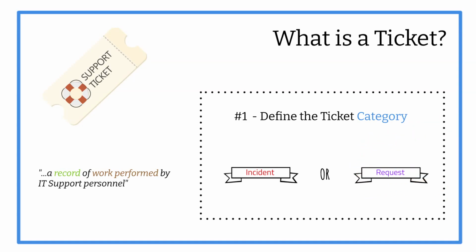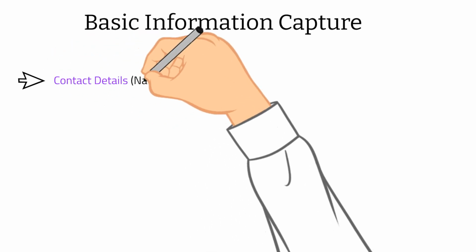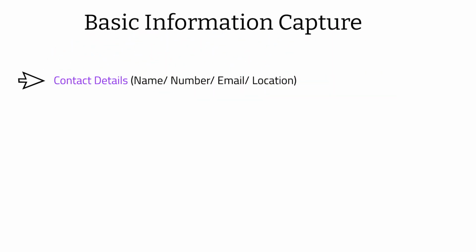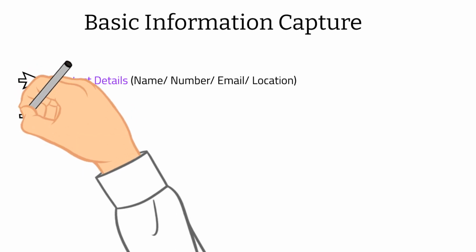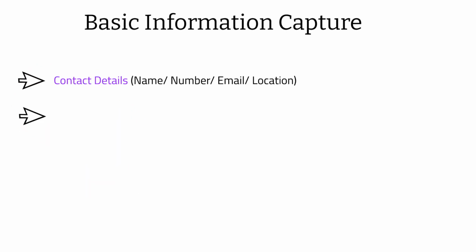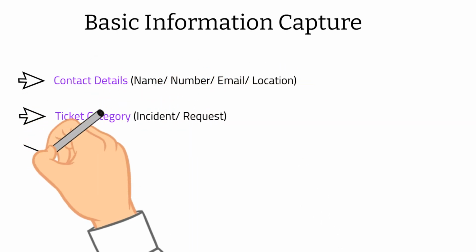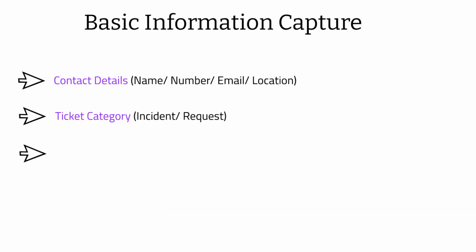as possible. This is likely a good segue to discuss the most basic information items that need to be captured for a ticket. Here is a list of common information that you'll need to capture. Contact details, such as the user's name, phone number, email address, and location. Ticket category, which will either be an incident or a request. Ticket classification, for example, whether the ticket relates to hardware, networking, or an application.